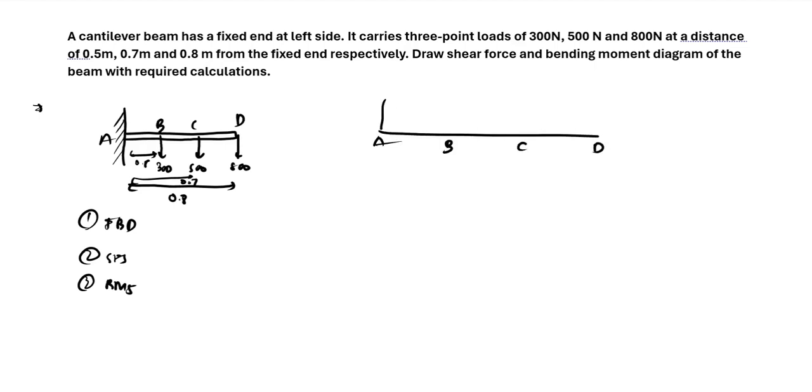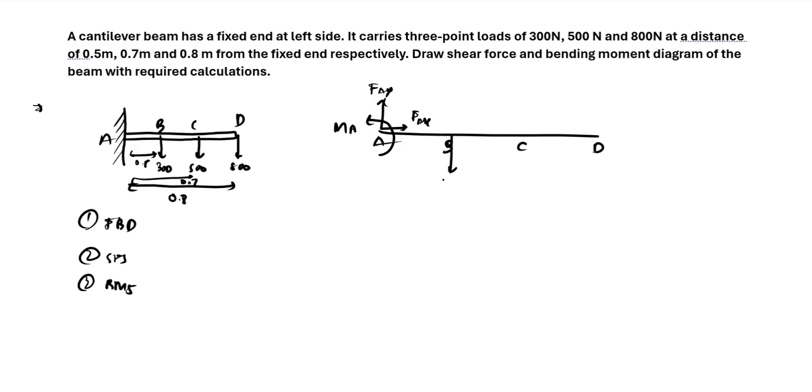At A we have reactions. Whenever there is a fixed support, you need to give 3 reactions, which are FAY, a force in the vertical direction, FAX, a force in the horizontal direction, and a moment at A. So M is the moment at A, the unknown moment at A, which you need to find. For now, we are assuming it to be anti-clockwise.